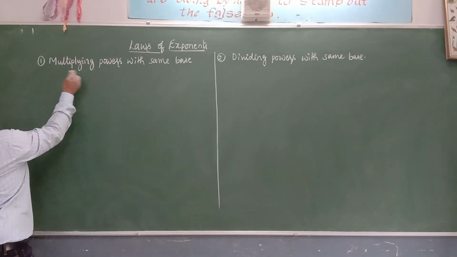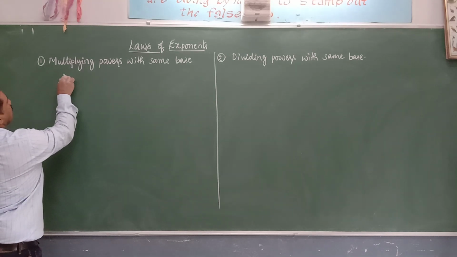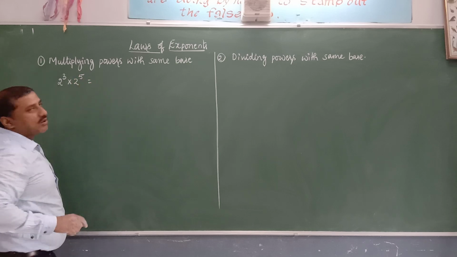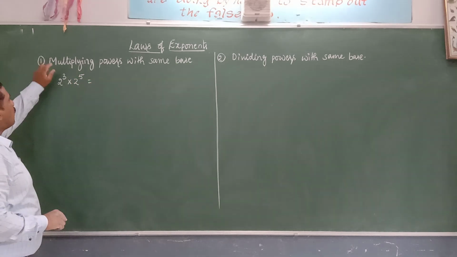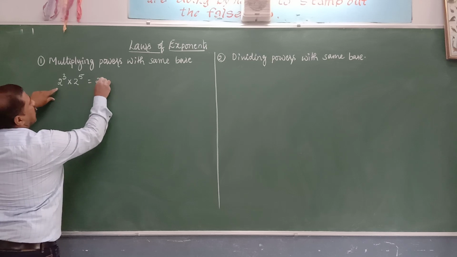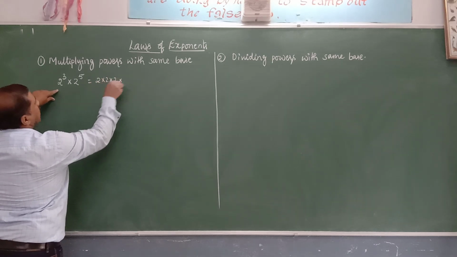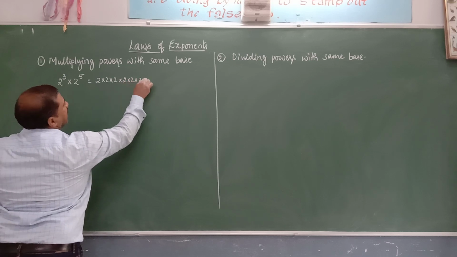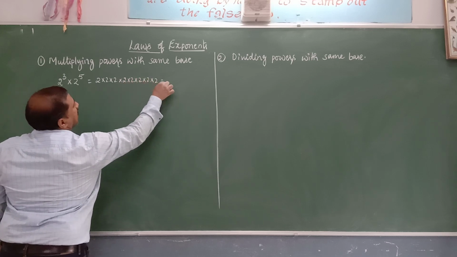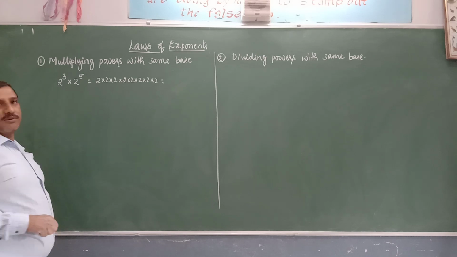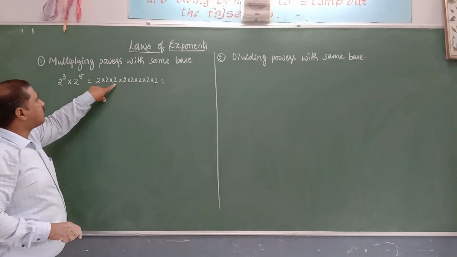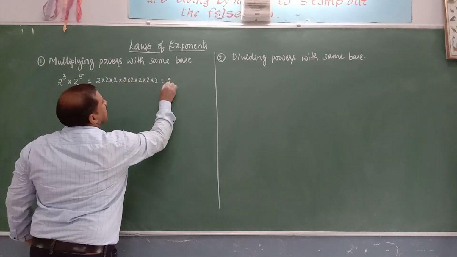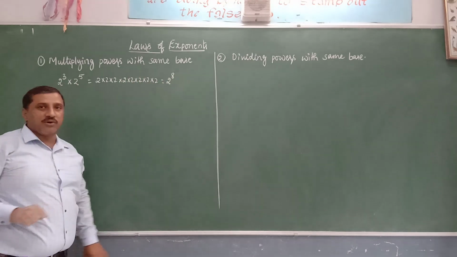See, we will discuss some examples. You see here 2 cube into 2 to the power of 5. 2 cube means it is 2 into 2 into 2, into 2 to the power of 5 means 2 into 2 into 2 into 2 into 2. Now this can be written in the exponential form. That is 1, 2, 3, 4, 5, 6, 7, 8. That is 2 to the power of 8.